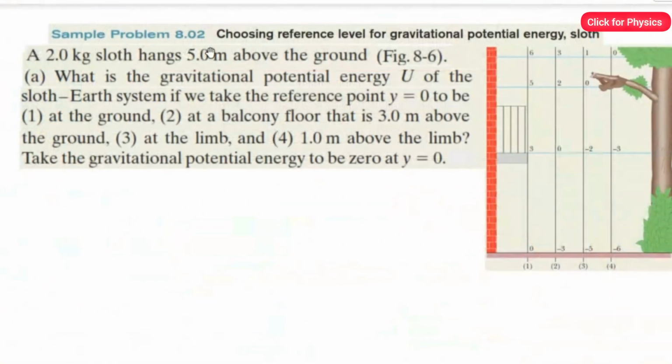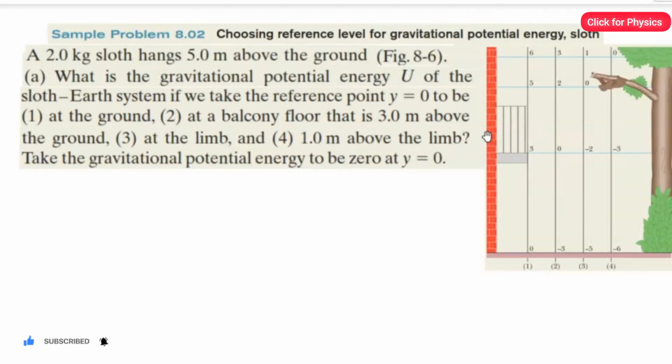Sample problem 8.02. A 2 kilogram sloth hangs 5 meters above the ground as shown in the figure. So you have to see the figure. A sloth is exactly hanging on the branch of the tree, which is exactly 5 meters above the ground. Now, what is the gravitational potential energy of the sloth Earth system if we take the reference point y equal to 0 to be at the ground?